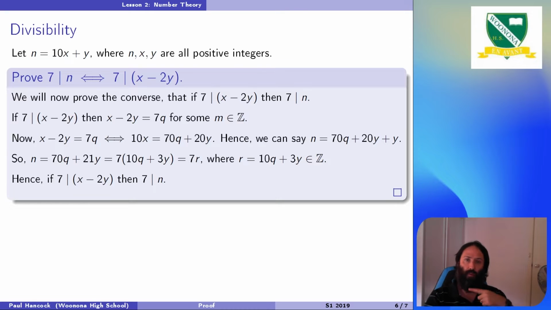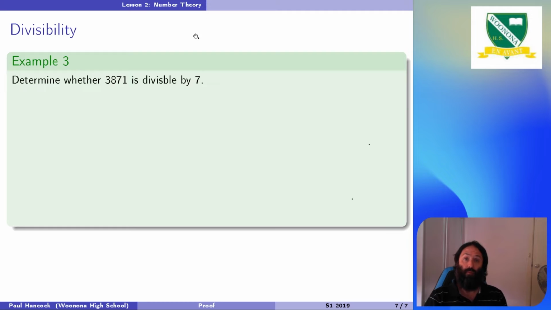So we've now proven the result in both directions. It doesn't matter which way we write it, they're equivalent. So if 7 divides n, we now know 7 divides x minus 2y. Okay, let's solve a real problem now. We want to determine whether 3,871 is divisible by 7. Obviously we could use a calculator to do that, but we want to establish whether this result is true using what we've just done, using some number theory.